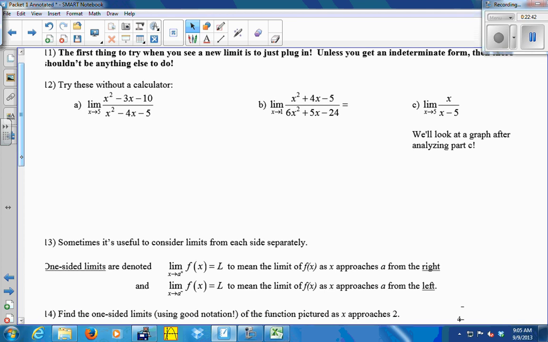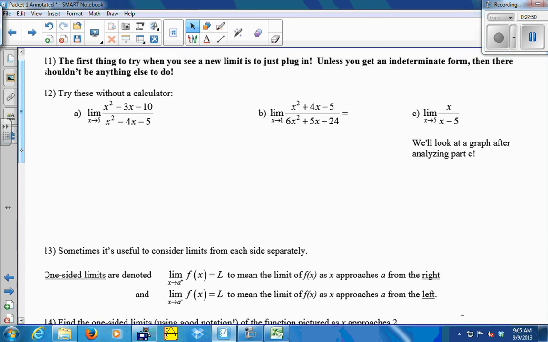Okay, so the first thing to try when you see a new limit is to just plug in, right? If you can plug in and you get a value, then you're done. Unless you get an indeterminate form, there's nothing else to do. When you get an indeterminate form, you have to try to do a little finagling to maybe try to get something to cancel. And as a last resort, if you can't get anything to cancel, use your calculator to investigate. Okay. All right, so in your groups, I'd like you to work on these 3. See if you can evaluate these 3 limits.